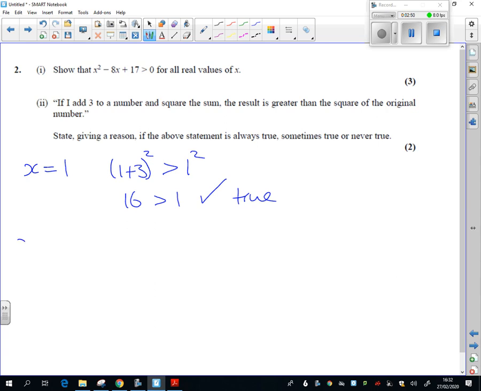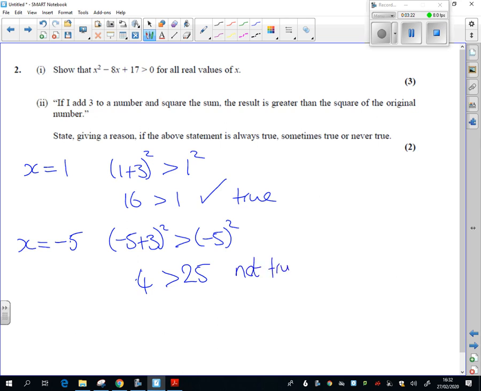So let's try a negative number. Let's try negative 5, because when I add 3 to it, it's still going to be a negative. There's no other real special reason why I've chosen that. So is (negative 5 plus 3) squared greater than negative 5 squared? Negative 5 plus 3 is negative 2, and negative 2 squared is 4. Negative 5 squared is 25, so that is not true.